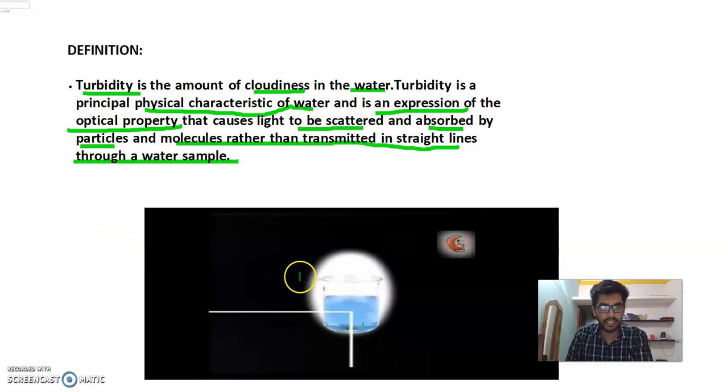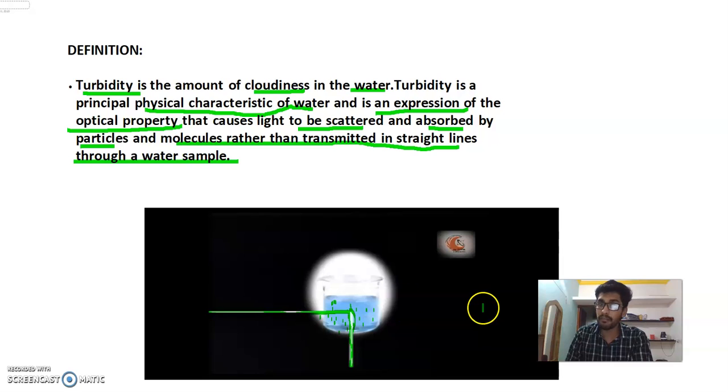So let us consider a beaker, and the beaker is filled with water having suspended particles in it. What happens here is whenever we pass a light through this beaker, due to the presence of suspended matter, the light is scattered from its original path. In short, it is deflected from its original path, that is the straight line. If the water is very highly turbid, you cannot see the light passing through the water. If there are little suspended particles, you can see the light deflects.